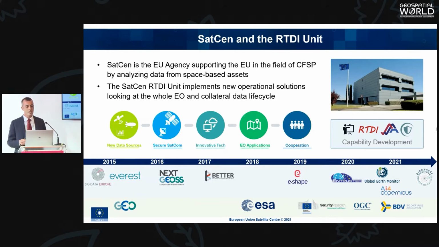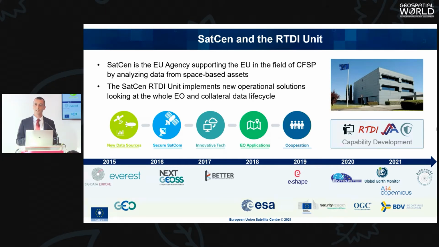We are currently doing this by focusing on four or five main work streams. The first one is related to new data sources. Here the idea is to identify and assess data coming not from traditional Earth observation sources, but from, for instance, high altitude pseudo-satellites, small satellites, constellations, to see how this data can possibly be inserted within the SatCen operational chain. The second work stream is related to secure satellite communication.